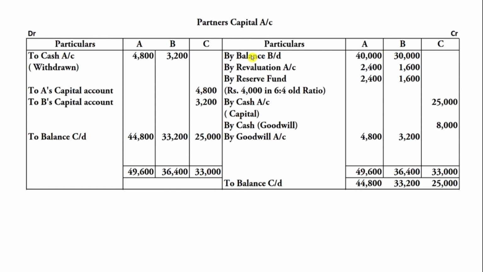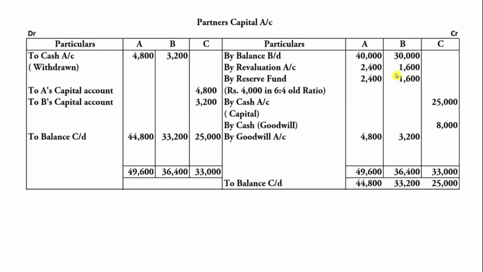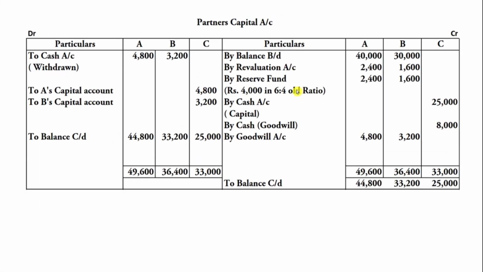First of all, we need to start with the balance brought down. The balance brought down is nothing but the amount they are bringing to the business, that is 40,000 and 30,000 capital. So write by balance brought down 40,000 and 30,000. Next, we need to write the revaluation account profit. A is getting 2,400, B is getting 1,600. So write by revaluation account 2,400 for A and 1,600 for B.